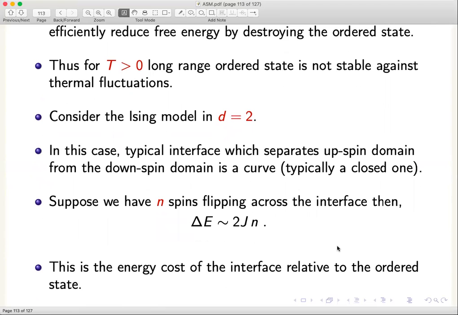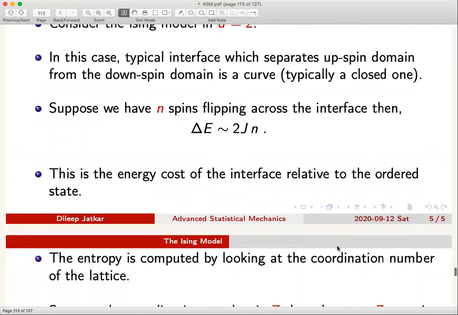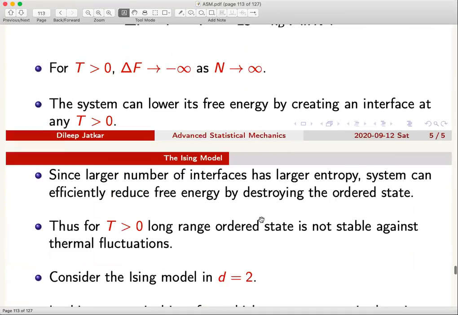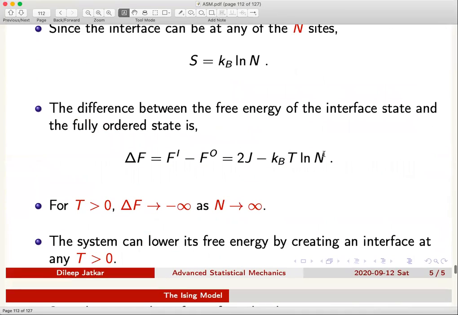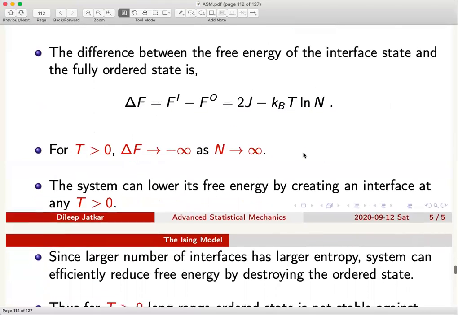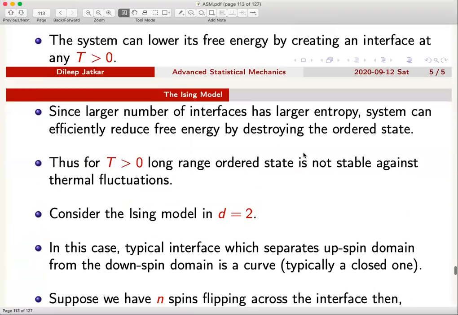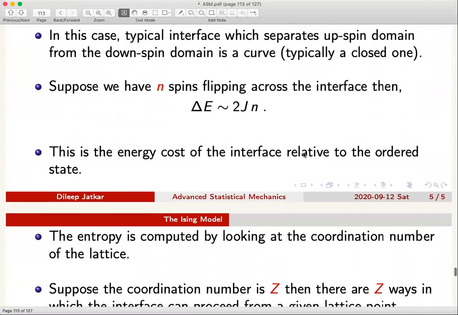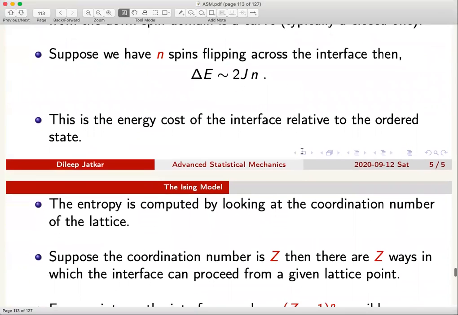Okay, fine. So now let us try to compute the entropy. Remember, in the 1D system, it is the entropy which was responsible for the destruction of the state. Let us try to compute the entropy in the two-dimensional system. In the two-dimensional system, the entropy is related to what is called a coordination number. So what is the coordination number of a lattice site?